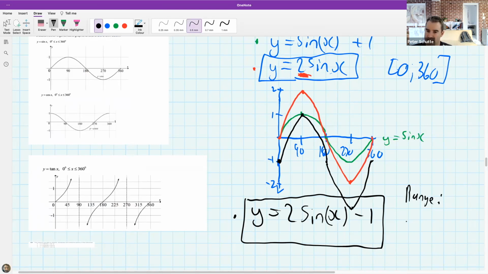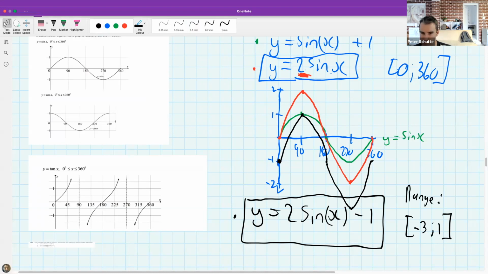So what's the highest it gets to? What's the lowest it gets to? So the lowest point is -3, and the highest point it gets to is 1. And so that will be -3 through to 1.